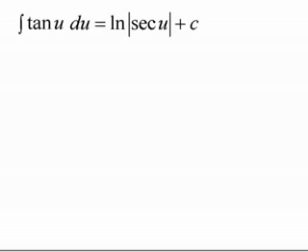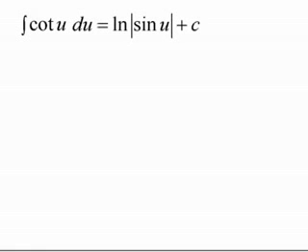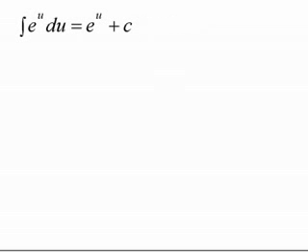We also have the integral of tangent u du is the natural log of the absolute value of the secant u plus a constant. Remember, we arrived at that result by just letting tangent u equal sine u over cosine of u. Similarly, we can find that the integral of the cotangent of u du is the natural log of the sine of u plus a constant. And all we have to do is let cotangent of u be cosine u over sine of u, and we arrive at this result.